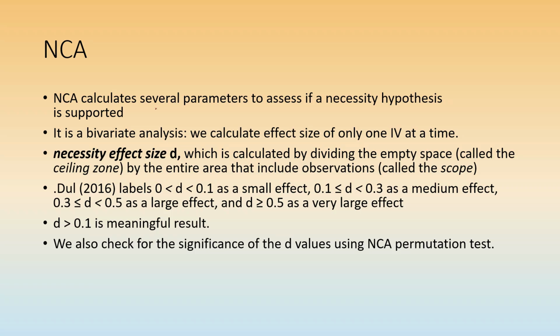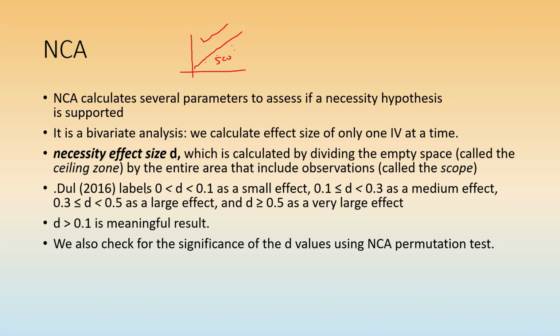NCA calculates several parameters to assess if a necessity hypothesis is supported. The main parameter is the necessity effect size D, which is calculated by dividing the empty space, which is called the ceiling zone, the empty space above that line, like if we have a scatter plot like this, so this empty space is basically the ceiling zone, by the entire area that includes the observations, which is called the scope. So this is the scope. The greater the value of D, the greater the effect size.